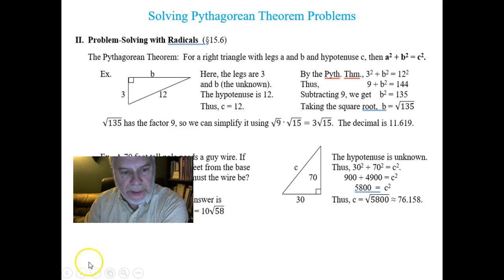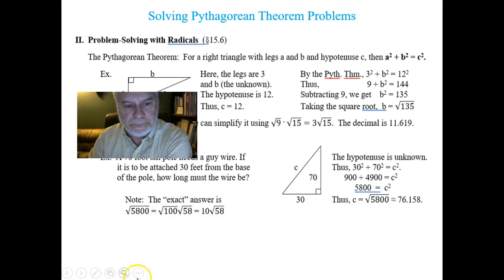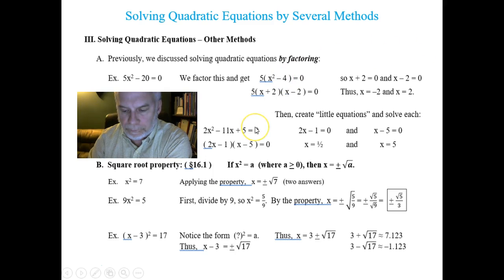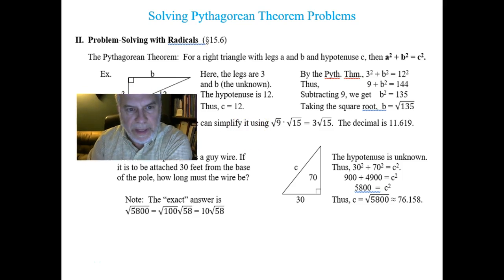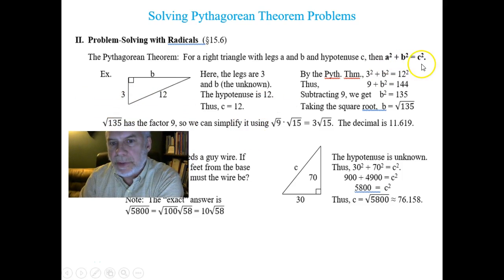The Pythagorean theorem is A squared plus b squared equals c squared. And it is used when you have a right triangle. So for any right triangle with legs A and B and the hypotenuse C, now the hypotenuse is the longest side. So in this first diagram, the hypotenuse is 12.